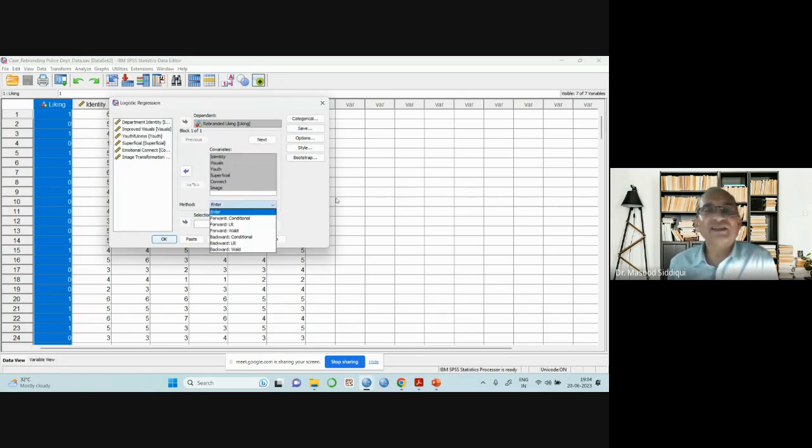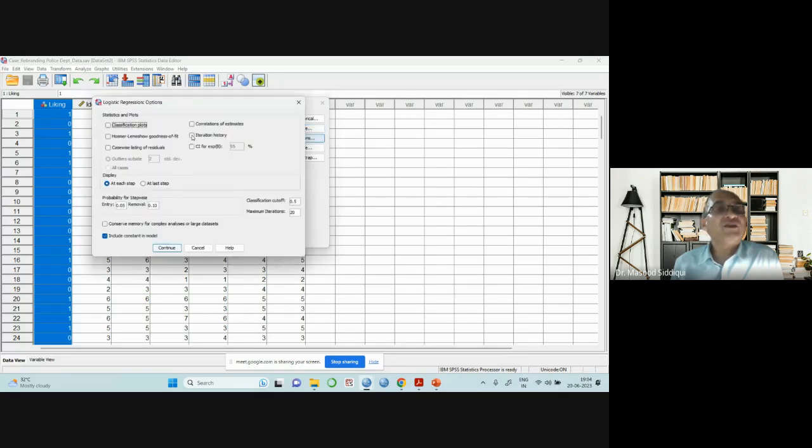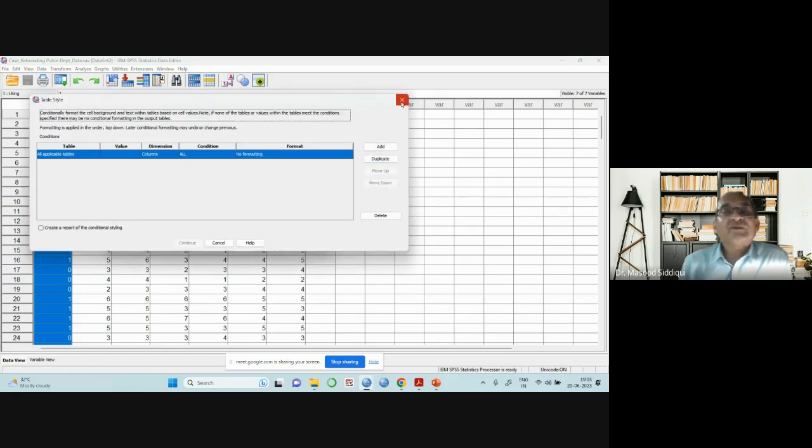Down here, all the predictors are significant, so we don't require the categorical independent variable. In Save, this is the probability, this is the group membership, just for demonstration purposes. In Options, we are taking the Hosmer-Lemeshow test, which is used for goodness of fit. We have the iteration history, and we have classification plots also. Then we continue. Style, no need to change, and bootstrap is not required.